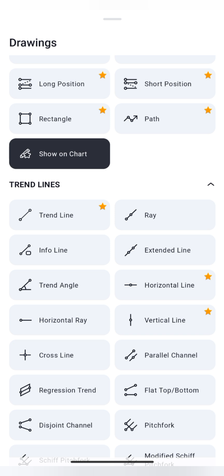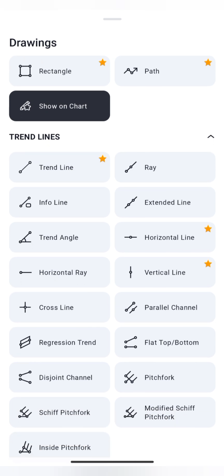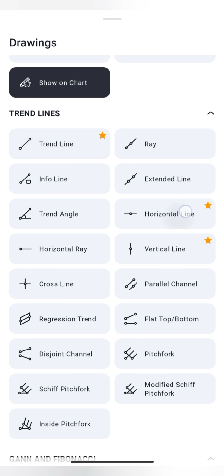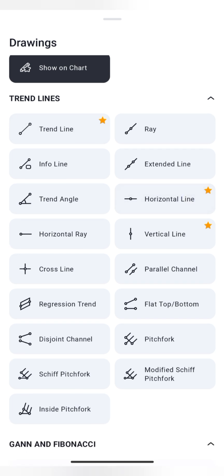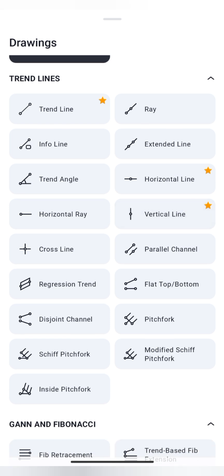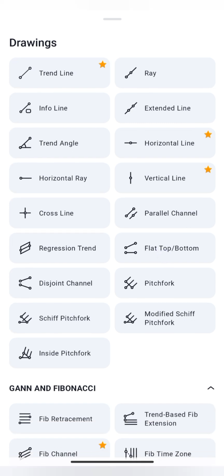Okay, so I would suggest you add your trend line. You need it. You need your horizontal. It's very important when you want to mark out your support and resistance levels. You need your vertical to an extent. Maybe you want to mark out the beginning of a move and the end. I don't use it though, but it's just here anyways.